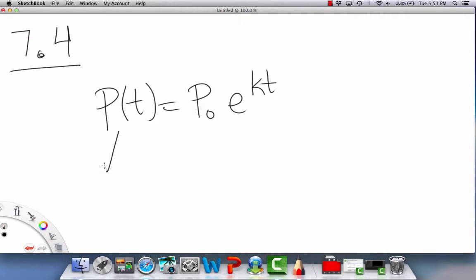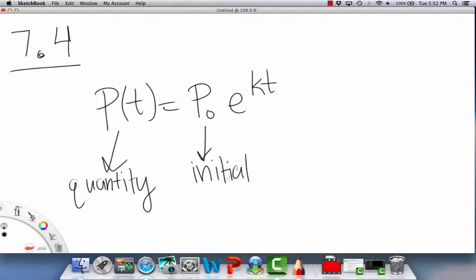This is the P of t part, that is your quantity, so quantity at time t. For whatever t you plug in, this is going to be your quantity now. And then this is your initial size or initial amount, depending on the problem. So this is your initial.